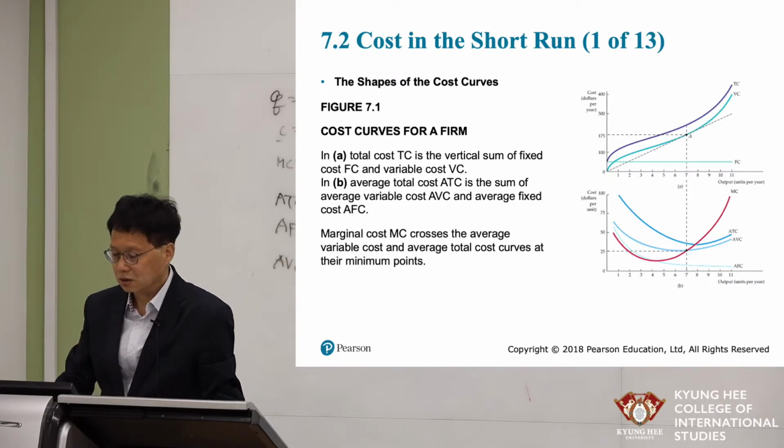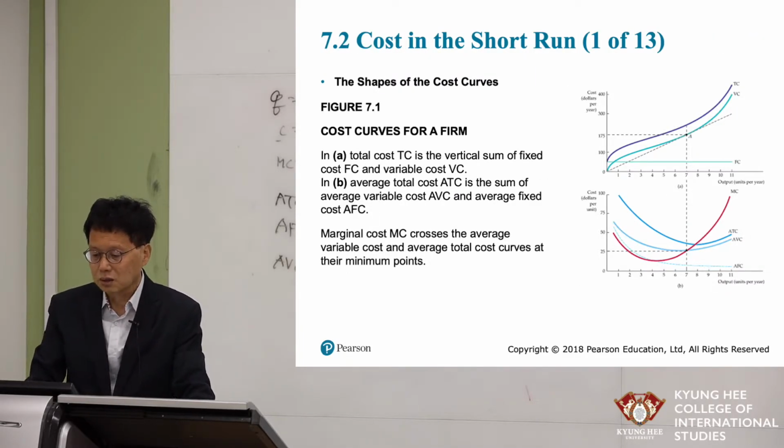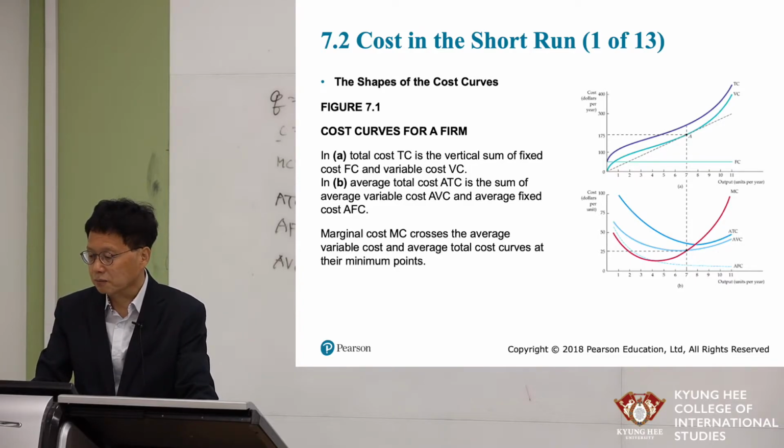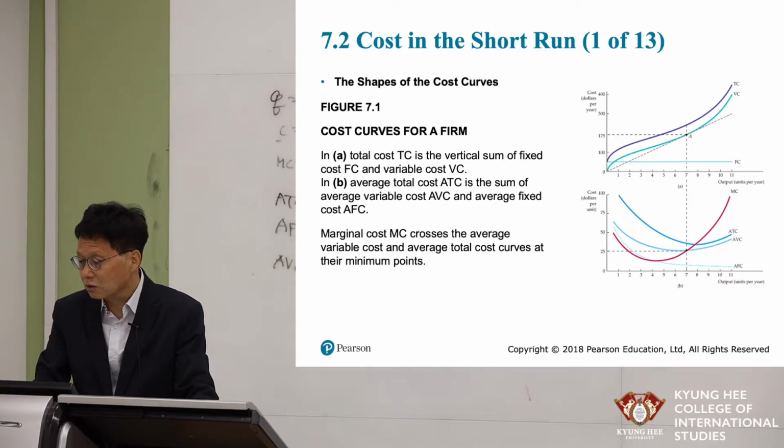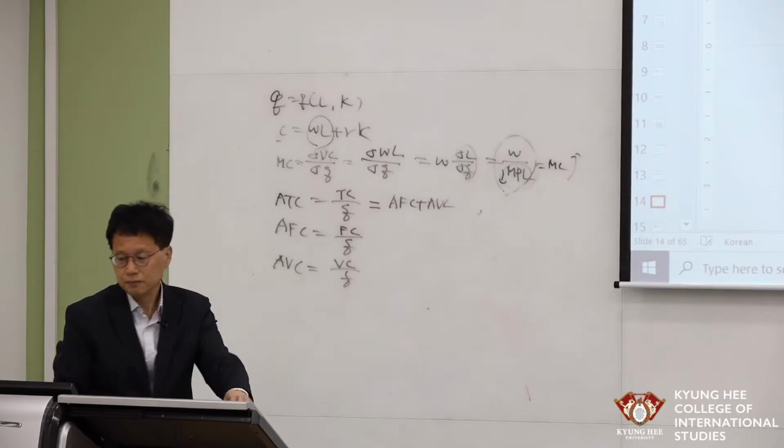Okay? So the shape of the cost curve. Cost curve for a firm. In A, total cost, TC, is the vertical sum of fixed cost and variable cost, right? Fixed cost and that is variable cost. Graphically.